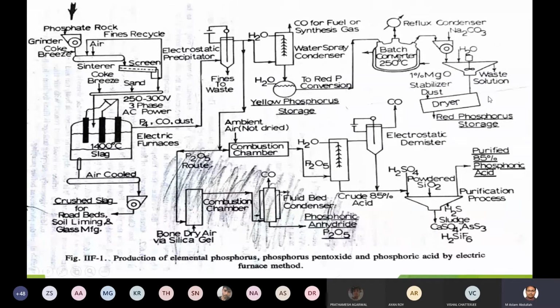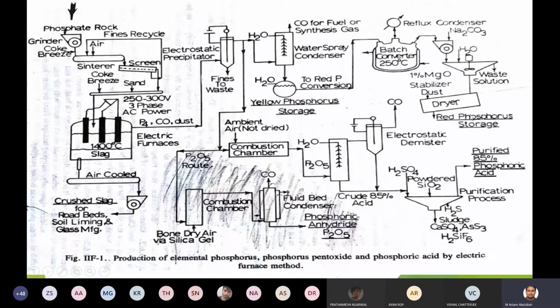Okay, it is passed externally. So once you start passing the sand particle externally, this heated sand will absorb the water content that is present in the red phosphorus. The sand is like an absorbent. It will absorb the water molecule present in the red phosphorus, and finally you will recover dry red phosphorus at the bottom of the dryer, which you can send to the storage unit.